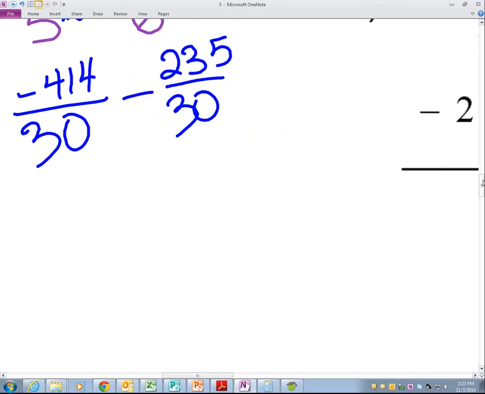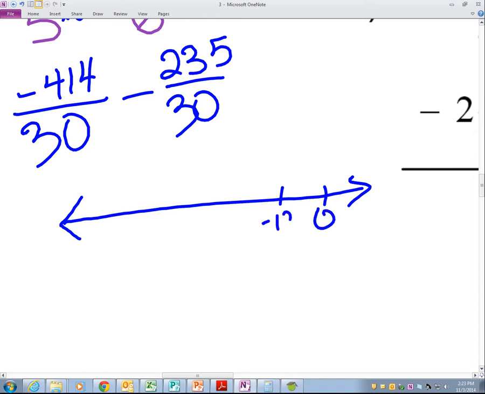All right. Now, we have common denominators. We have negative 414. So on our number line, here's 0, here's negative 100, negative 200, negative 300, negative 400. So I'm here somewhere-ish, and I'm going further that way because it's subtraction.